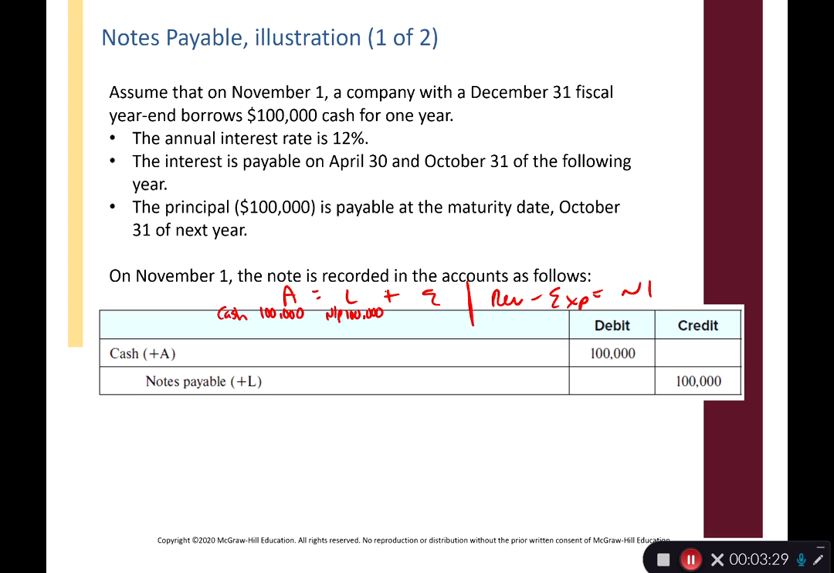So our journal entry is going to do just that: debit cash to make it go up, and credit note payable to make it go up. At this point, there's no interest because time hasn't passed. We just borrowed the money.